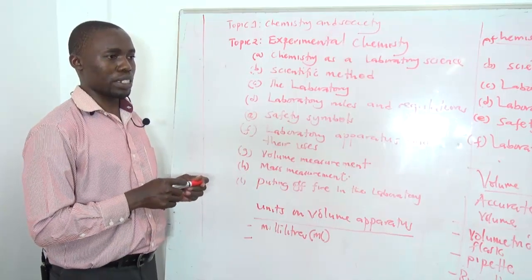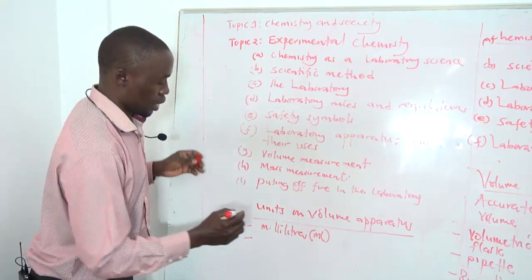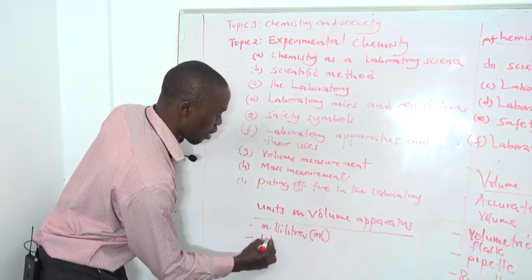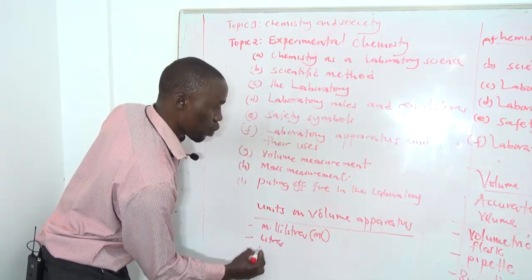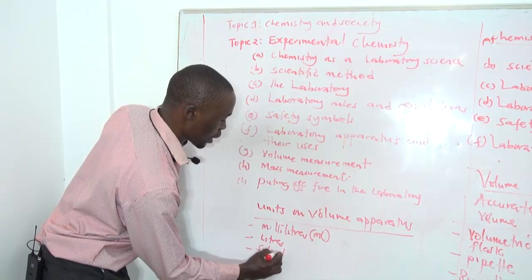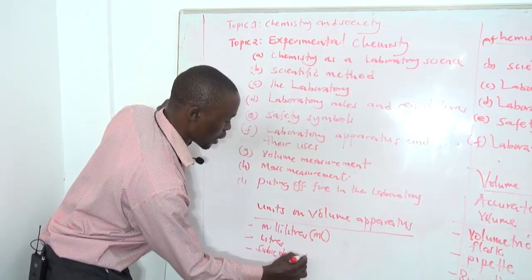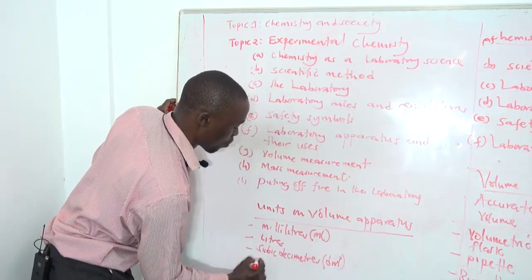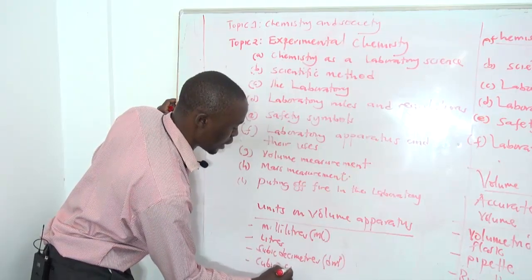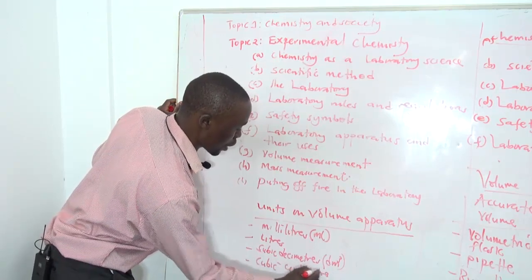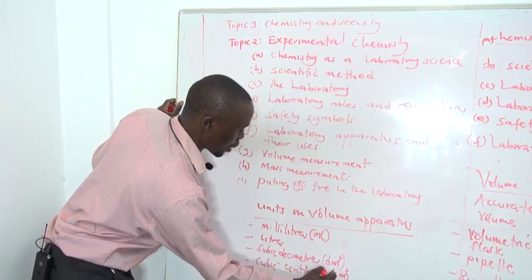Now, there are always other units in this apparatus. We have milliliters, we have liters. Listen, we have cubic decimeters, which is dm cubed. Then we have finally cubic centi. There is the last one called cubic what? Cubic what?